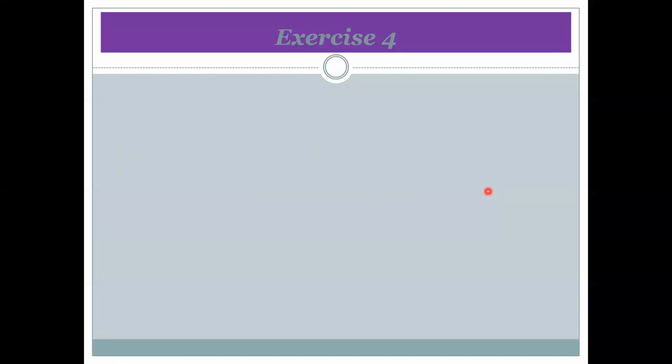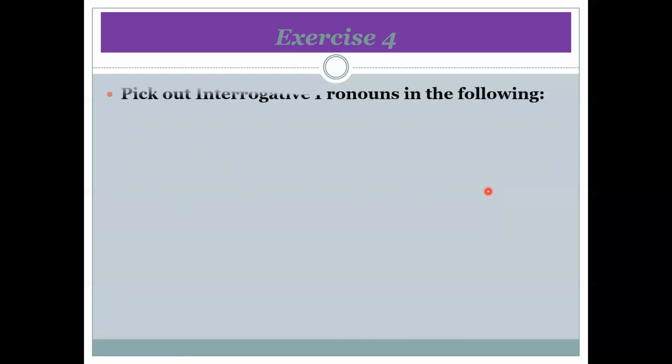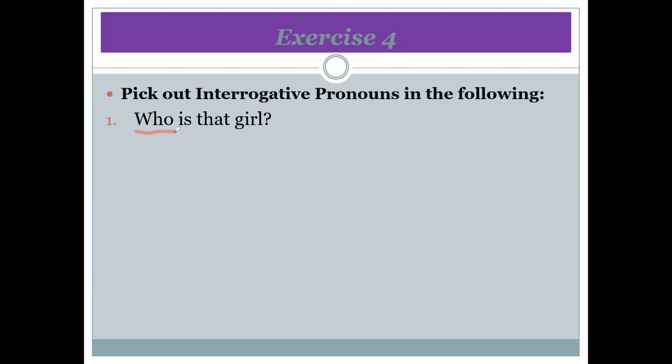Dear students, now on page number 4, we have exercise number 4. Pick out the interrogative pronouns in the following. It is page number 4. Now, sentence number 1: who is that girl? Now, dear students, in this exercise we only have to underline or pick out the interrogative pronouns. Now, who will help me with this first sentence? Where is the interrogative pronoun? Yes, who. Who is an interrogative pronoun.